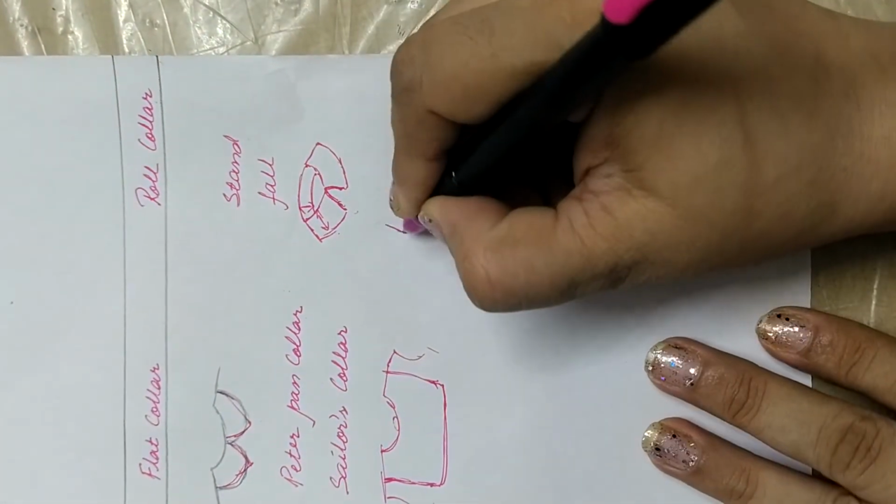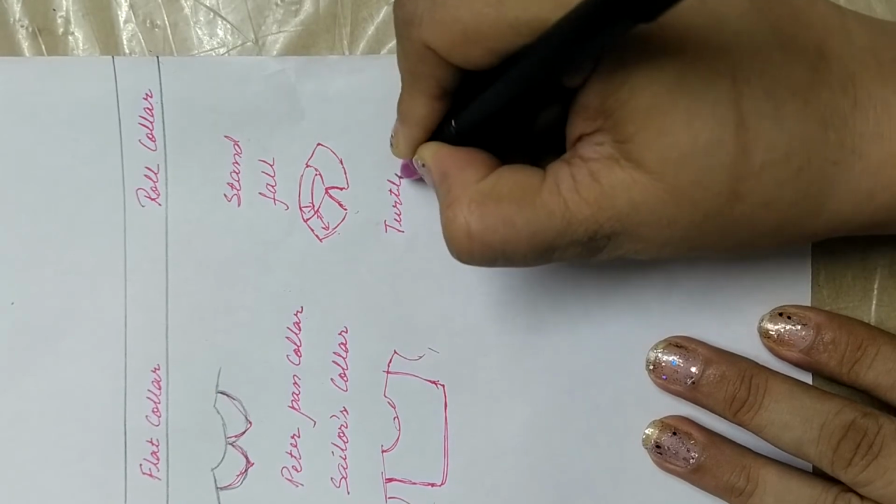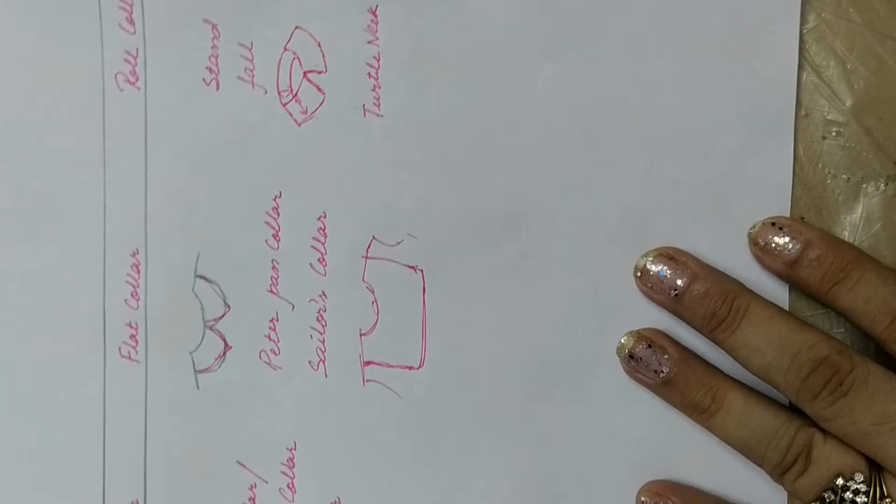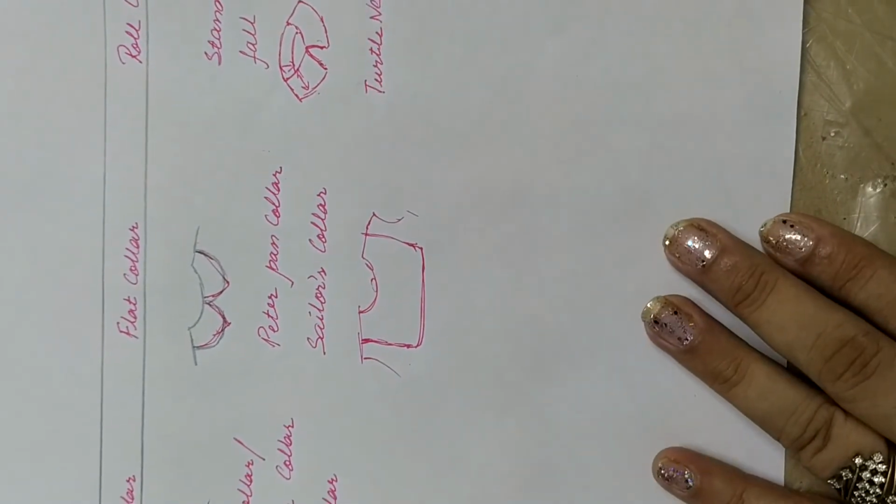Now apart from this you also have the turtleneck. As I said, in a full high neck the collar also turns, and you can decide the height as per your interest.